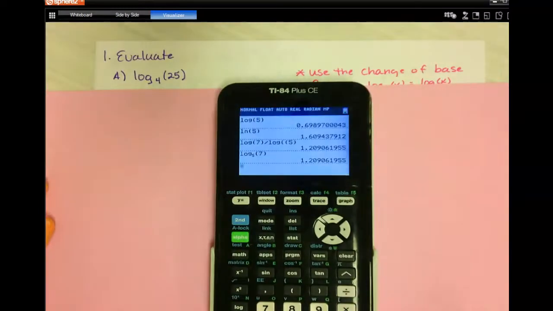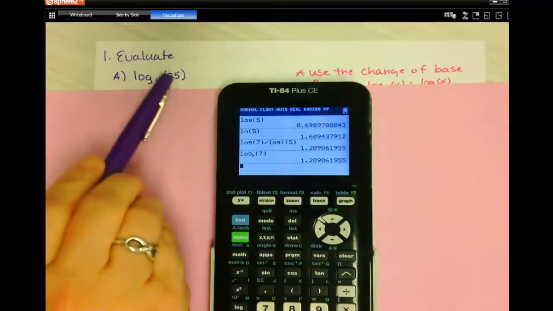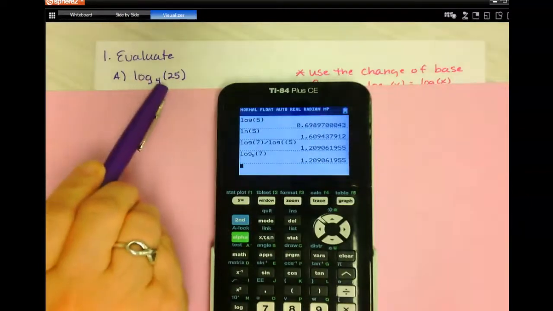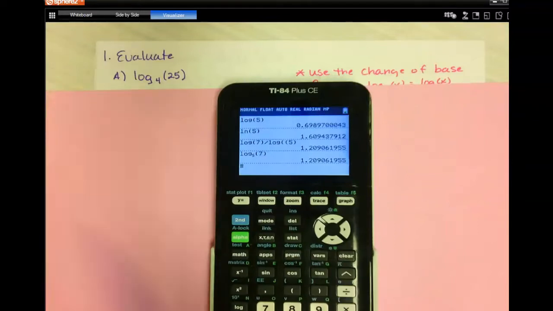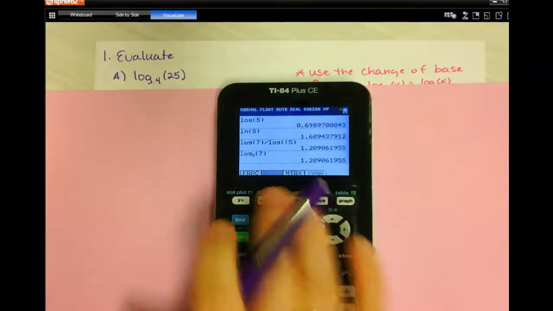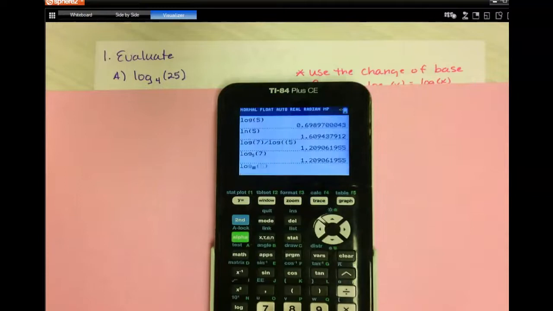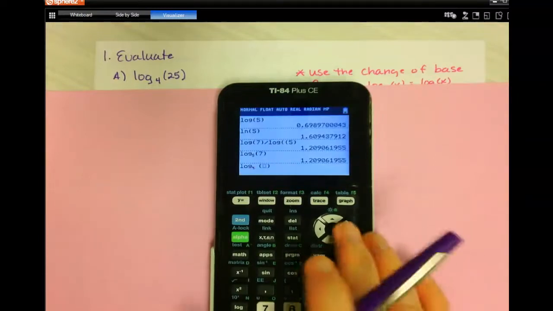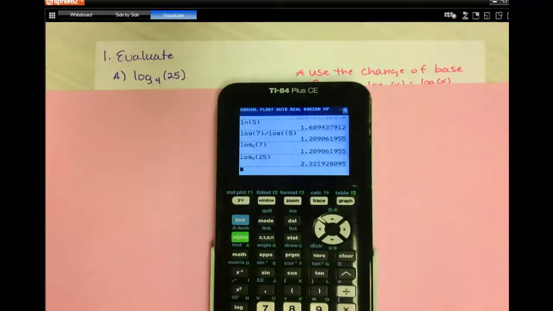So let's practice on our calculator here as well. So that means if we did the change of base, we would say log of the argument divided by log of the base. The base is in the bottom of the fraction. Or we can use our new template where we do alpha window, pick number 5, we can put in a 4, we can put in a 25. And so that's going to give us our value.